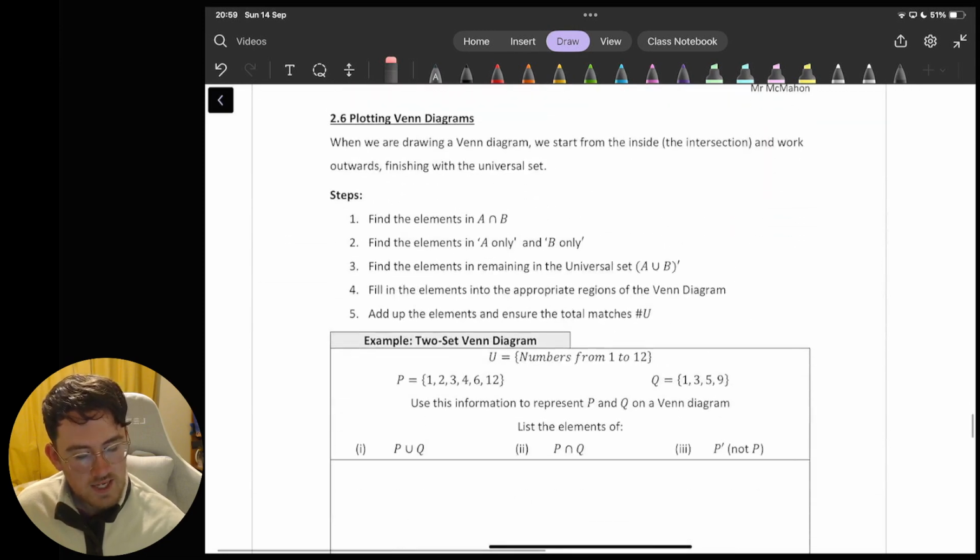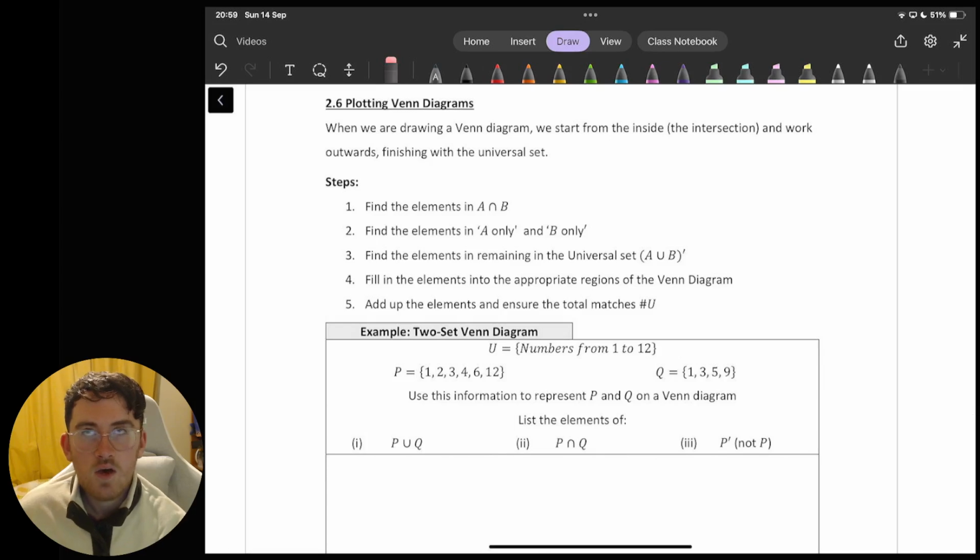So plotting a Venn diagram, when we're drawing a Venn diagram, we're going to start from the middle, the intersection. Okay, that's the things that are in both sets, and then we're going to work our way outwards. The reason we do this is it makes most sense to start with the things that are going to be in both sets to make sure that we don't accidentally list them multiple times. So we just start with the things that are in the middle, we then work our way outwards. So find the elements in the intersection, then A only and B only, then the universal set, and then we fill them all in. So usually take a minute to work out what's going to be there first, then fill them into your diagram.